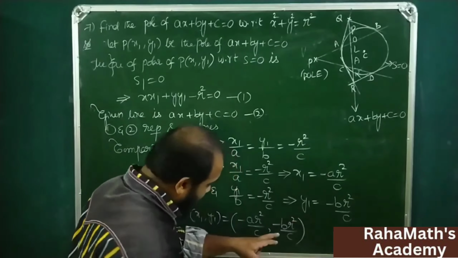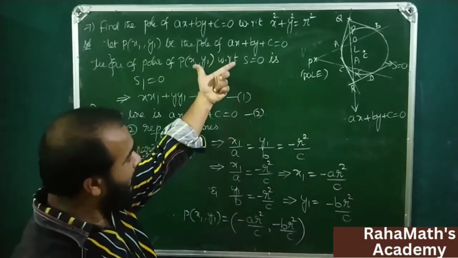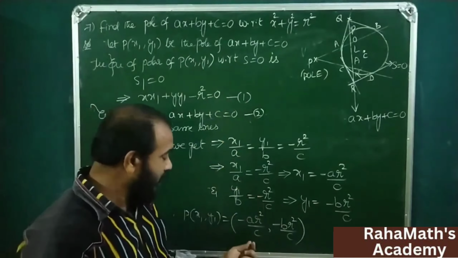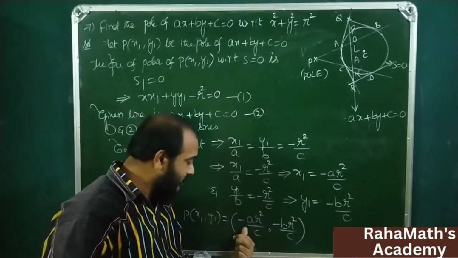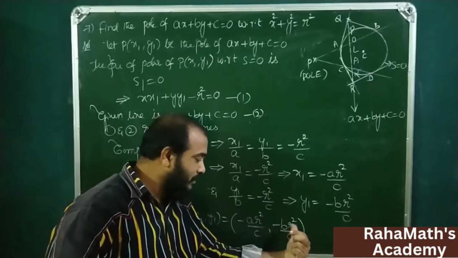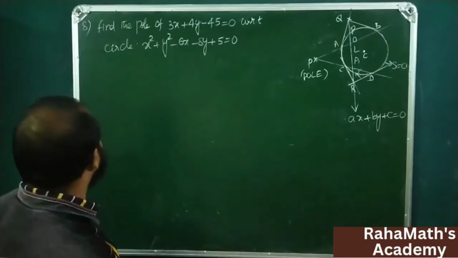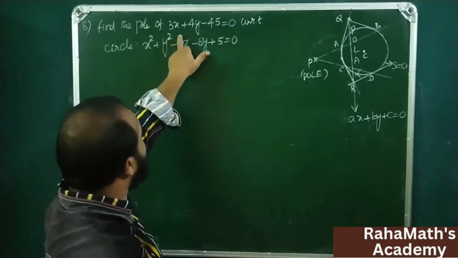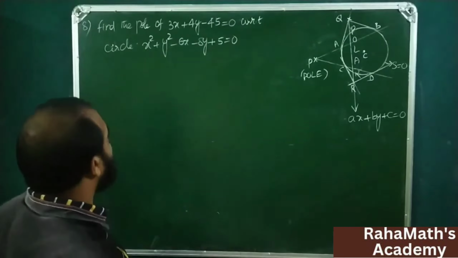This point you may check with the actual formula. Initially we applied the formula where we got the same answer, minus a r square by c, minus b r square by c. The next question is, find the pole of 3x plus 4y minus 45 equals 0 with respect to the circle.